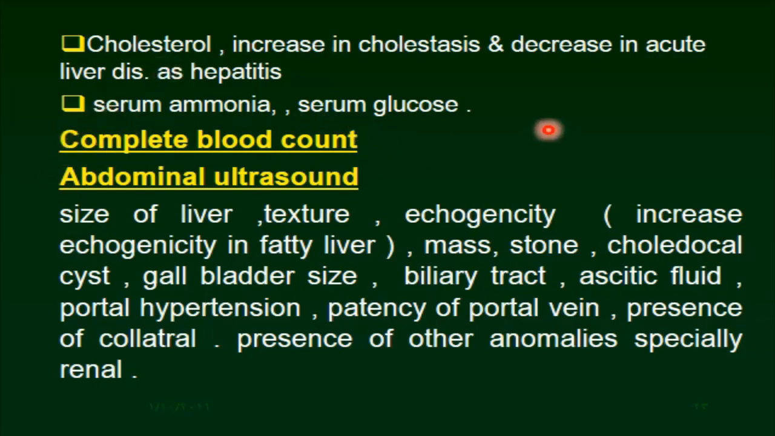Also, we have to do a complete blood count because in some cases we might find anemia, and in some cases thrombocytopenia, as in some congenital infections. If there is associated portal hypertension, we may see pancytopenia, and so on. Now, regarding radiological investigation, the most important, least invasive, and cheap one is abdominal ultrasound to see the size of the liver and textural echogenicity, mass, stone, choledochal cyst, gallbladder size, biliary tract, whether there is ascitic fluid, portal hypertension with Doppler ultrasound, and also the presence of other associated anomalies, especially renal anomalies.